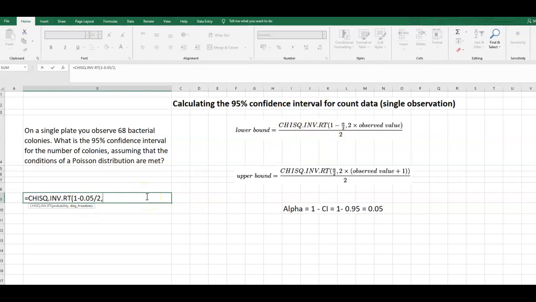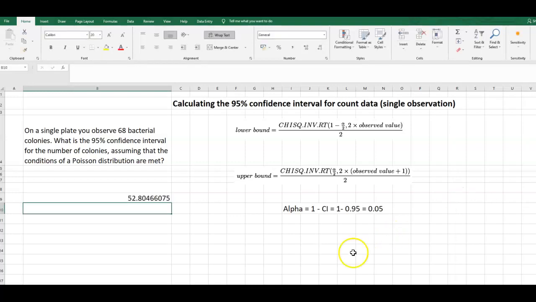And then we need to calculate 2 times 68. That is the second part. We need to divide this by 2 because it is a two-tailed test. Hopefully, if we closed all the brackets and entered everything correctly, then we should get our lower bound for these cell counts.